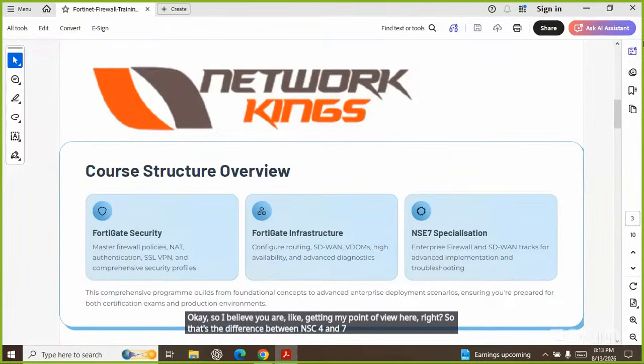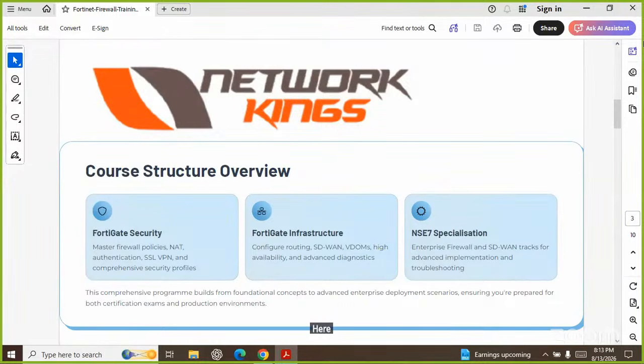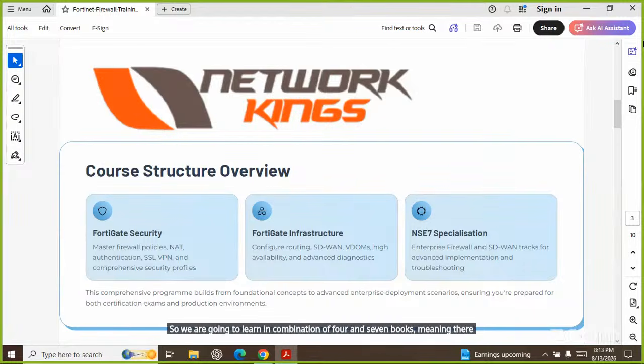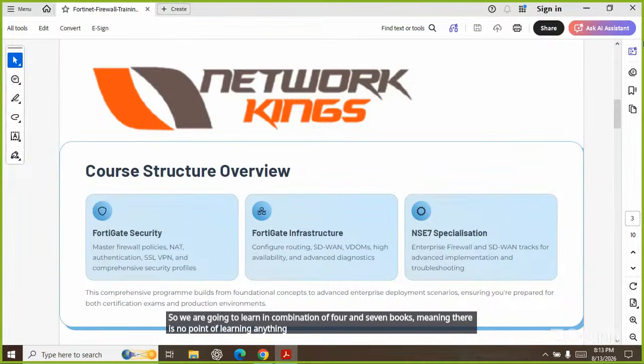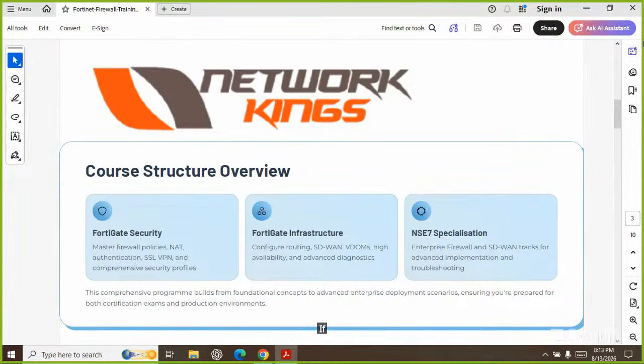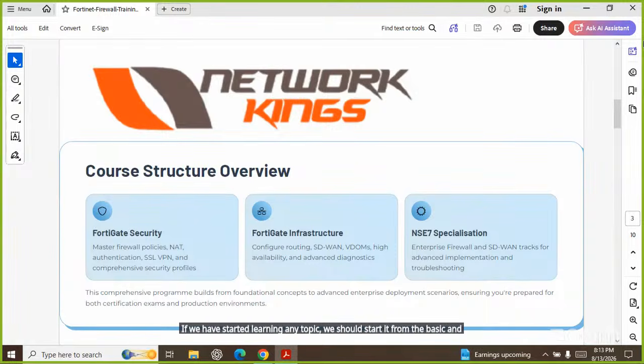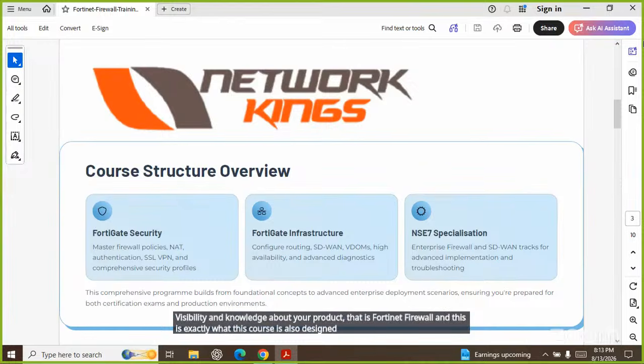So here, when we are going to start learning the FortiGate firewall, we are going to learn in combination of 4 and 7 both, meaning there is no point in learning anything halfway. If we have started learning any topic, we should start from the basics and complete it to the top, right? So NSE 4 and 7, if you combine that, gives the full visibility and knowledge about your product, that is FortiGate Firewall. And this is exactly what this course is also designed to give you.